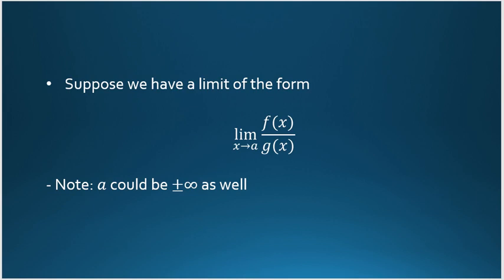So suppose we have a limit of the following form. It's the limit as x goes to a of the quotient of two functions, f of x and g of x. They can be any kinds of functions whatsoever. Polynomials, exponentials, logs, trig functions, whatever. Note that this a value could be negative infinity or positive infinity as well. And this also works if we're doing a one-sided limit. So we could just be taking the limit from the left or just the limit from the right, or we could be working with our two-sided limit here.